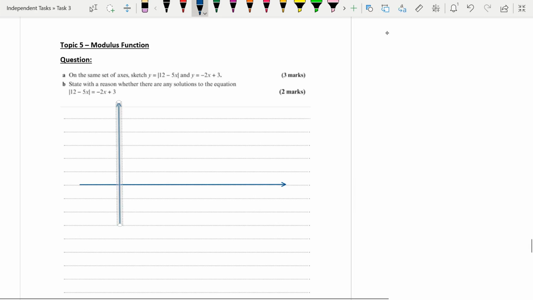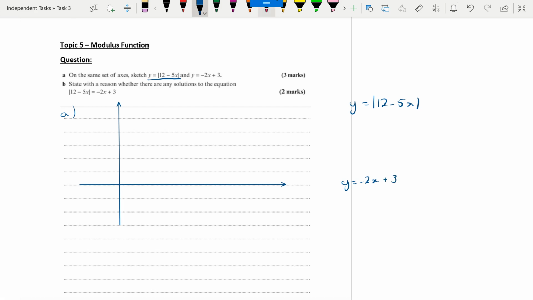Okay, and I'm going to plot my two graphs. I need to sketch this graph here, which is y equals the mod of 12 minus 5x. Then I also need to plot y equals minus 2x plus 3. Now I can probably do the second one quite easily. It's going to cross at 3, so say 3 is about here. It's going to have a negative gradient, and let's figure out when it's going to hit the x-axis. When y is 0, x would equal 3/2, or 1.5. So let's say that's about here.